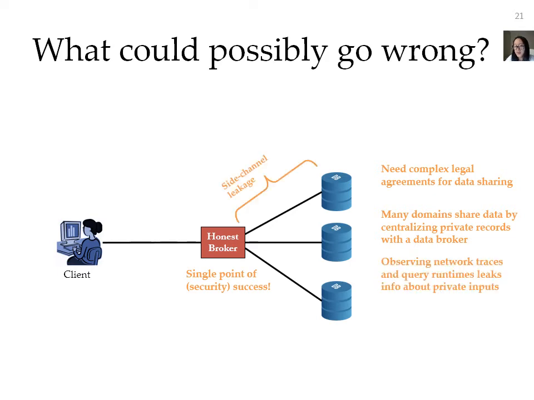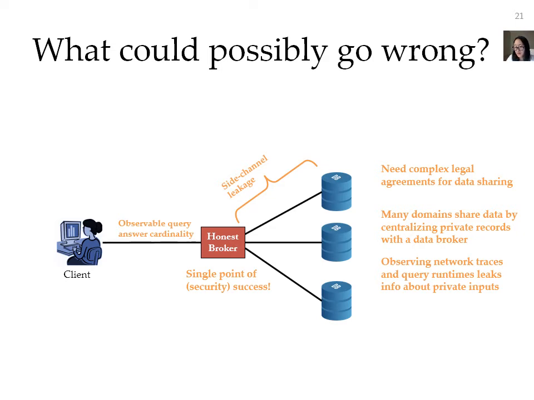And there will also be side channel leakage with the communication between the data owner and the broker. In addition, each data owner can also observe network traces and query time to learn about the private inputs of the other parties. Or even answer cardinality, right, can be linked to each other. Lastly, the query output can also leak information about the input data to the client in the same fashion as the centralized setting.